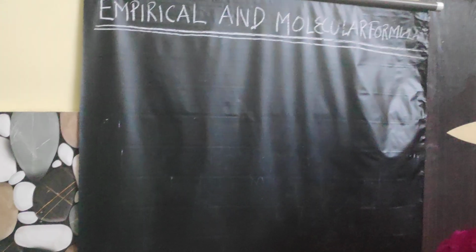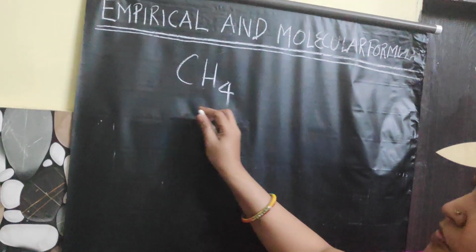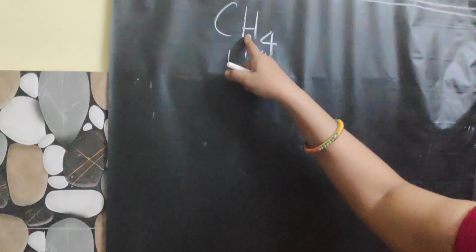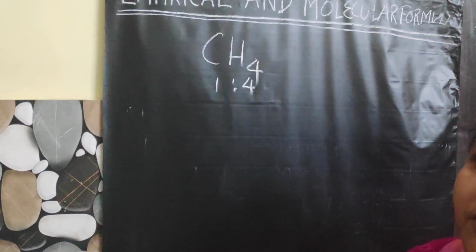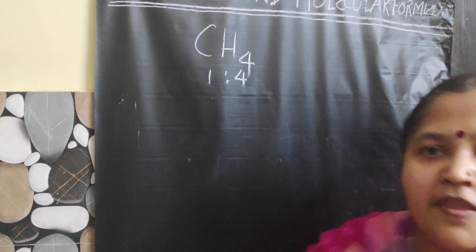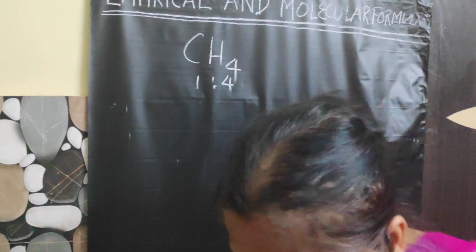Now for example, if we talk about methane, carbon is 1 and hydrogen is 4. This is actually the molecular formula, in which hydrogen is present 4 times. Now, how is the molecular formula related to the empirical formula?